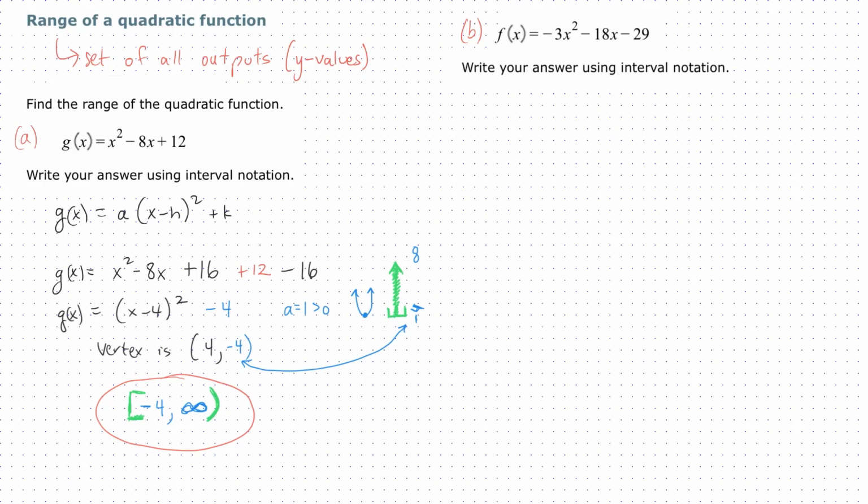Go ahead and try to do part B on your own. Remember, for part B, you're completing the square. You can pause the video and then unpause it to check your answer.